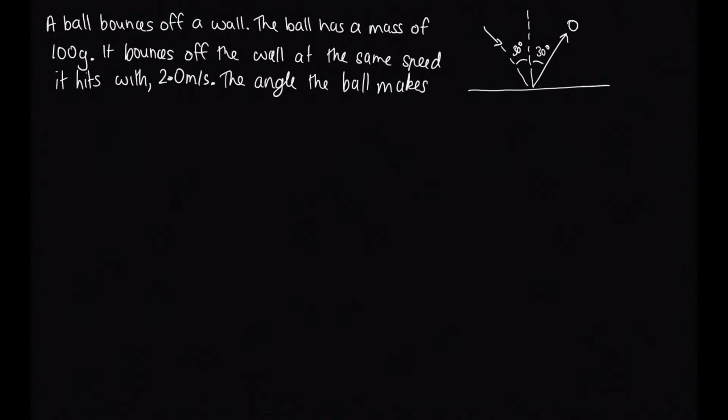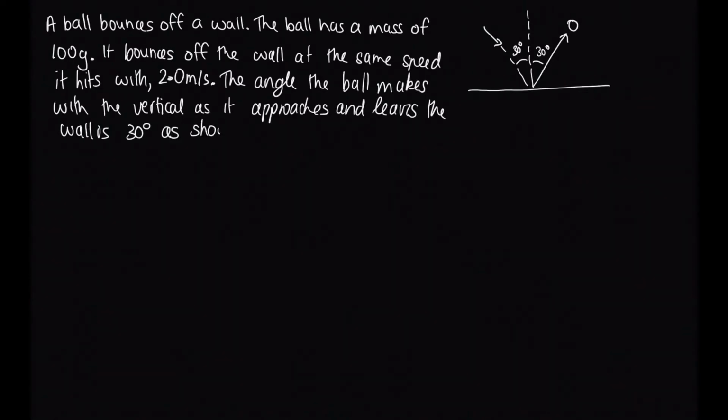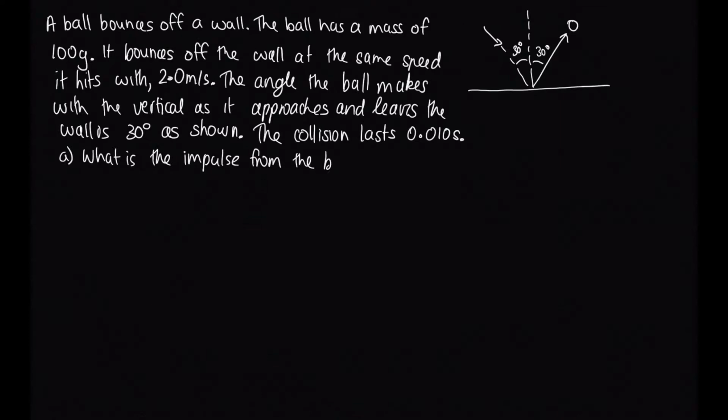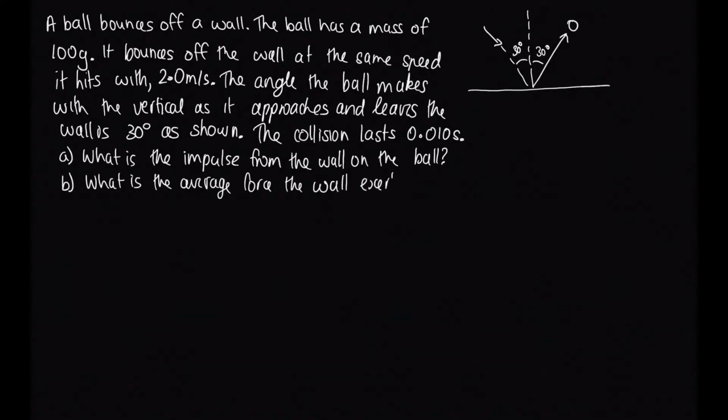The angle the ball makes with the vertical as it approaches and leaves the wall is 30 degrees as shown. The collision lasts 0.010 seconds. Part A, what is the impulse from the wall on the ball? Part B, what is the average force the wall exerts on the ball?